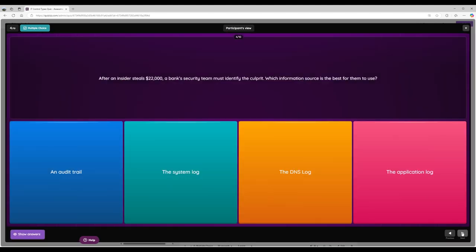All right. Number 4. After an insider steals $22,000, a bank security team must identify the culprit. Which information source is the best for them to use? This is one of the questions that if you know it, you can just answer it and move on. These are some of the questions that you can use to save time to work on what you don't know. Audit trail, the system log, the DNS log, the application log.